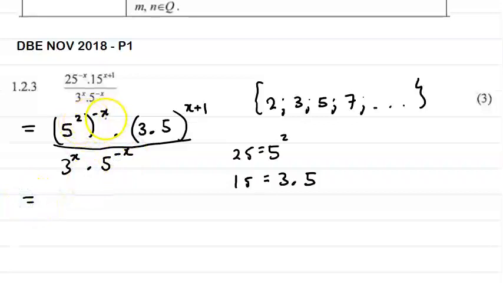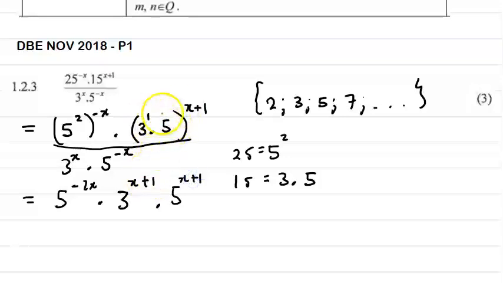When we have an index raised to a power, we need to multiply. So that's 5 to the 2 times minus x, which is minus 2x, times 3 times 5 to the x plus 1. Also the law that we discussed a little bit earlier, we're going to get 3 to the x plus 1 times 5 to the x plus 1. Remember there's a 1 there, so 1 times x is x, 1 times 1 is 1. There's also a 1 there, 1 times x is x, and 1 times 1 is 1. And here we've got 3 to the x times 5 to the minus x.